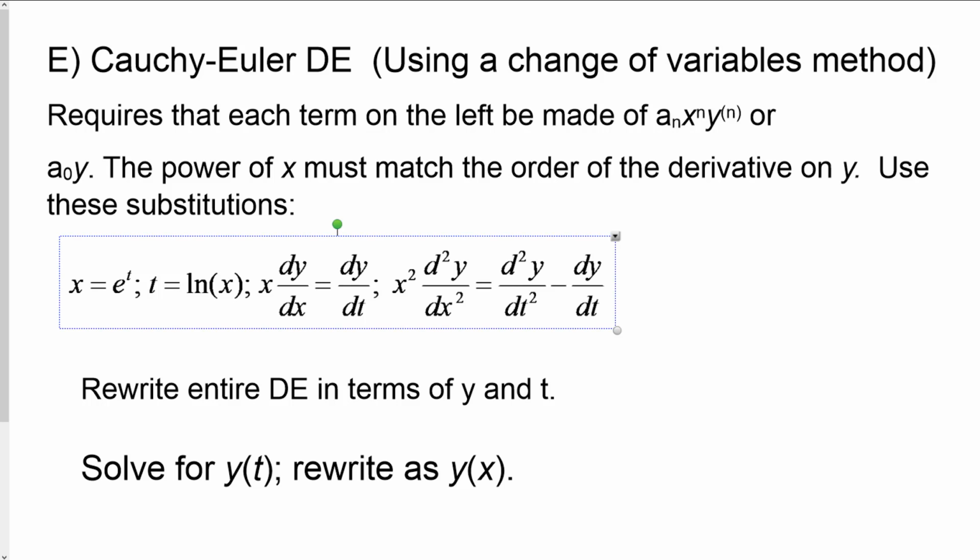And we're not going to prove that. We're just going to assume we already have. And then the product of x squared times y double prime in this one can be replaced with the difference of the second derivative of y with respect to t minus dy dt, again, coming from the chain rule. So our goal is to take the entire differential equation that has y's and x's in it, with y the dependent variable, and rewrite it in terms of y with t as the independent variable.